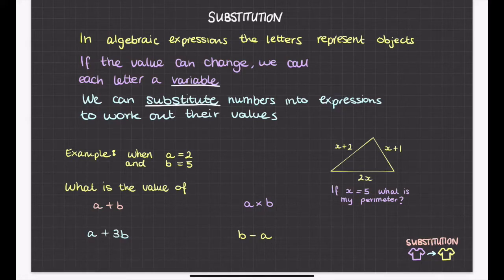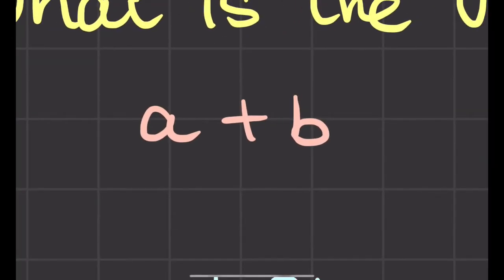Okay, so we're going to look at substitution now. Now, when we've got algebraic expressions, they're going to be written with letters, aren't they? They're going to have those letters representing variables, and a variable basically means that it could be any number that we want. So here's an algebraic expression, a plus b.